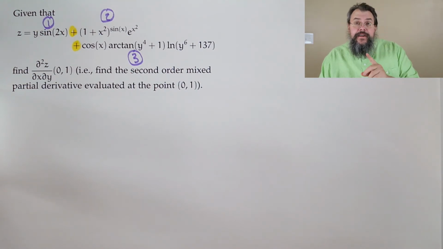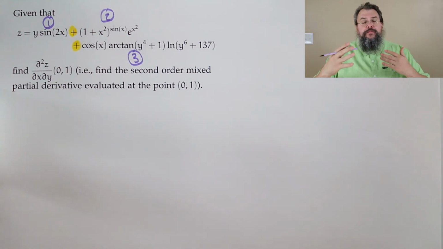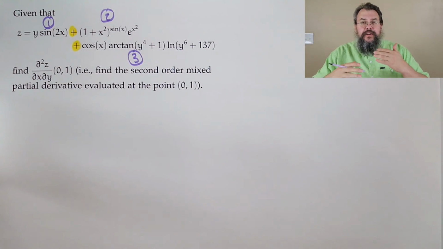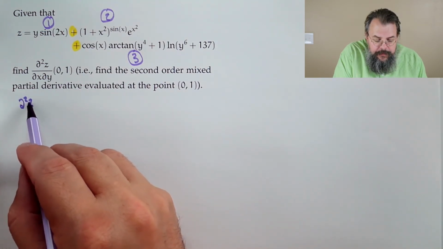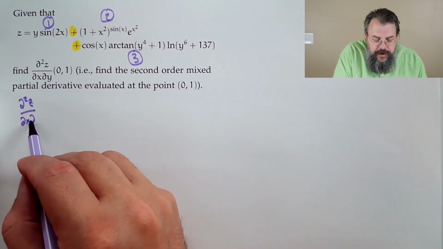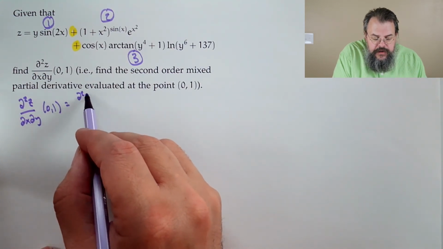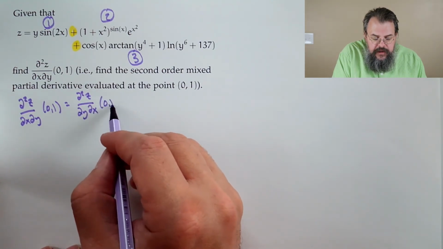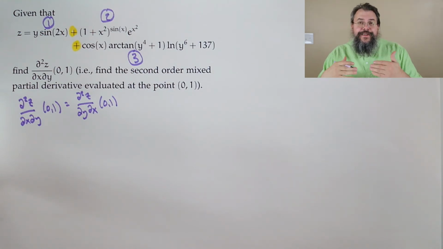Now, that's one idea. The other idea is to say, hey, when we're working with these mixed derivatives, I can take it in any order. That's idea number 2. Another way to say that is if I'm looking for partial squared z, partial x, partial y at (0, 1), it's the same as partial squared z, partial y, partial x at (0, 1). So choose to take things in a convenient order.